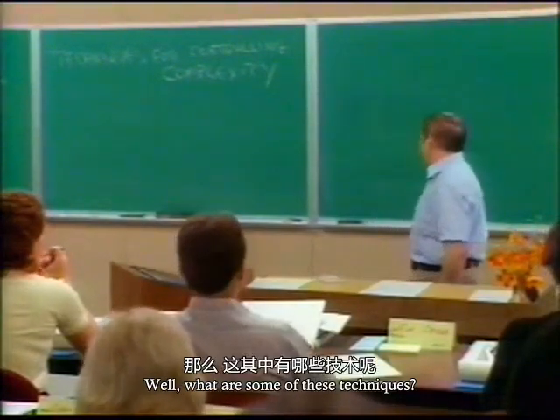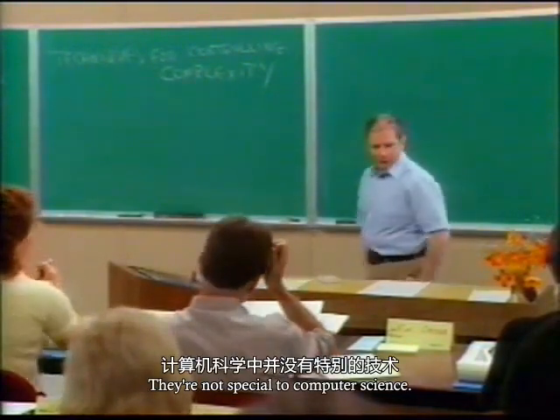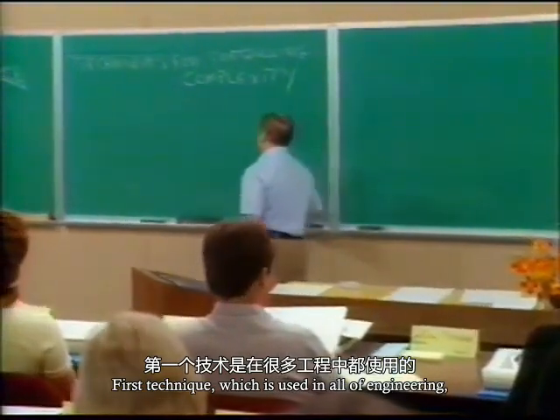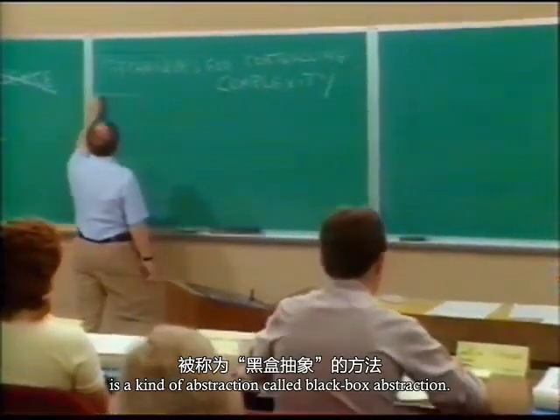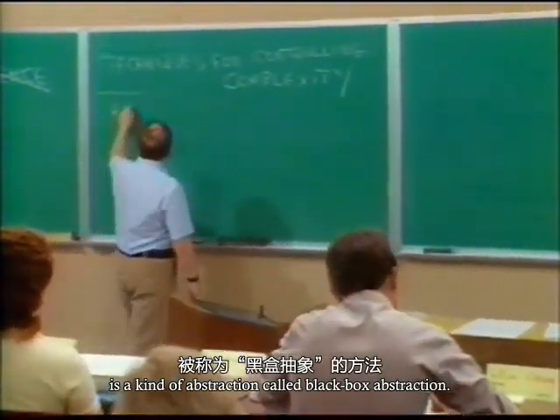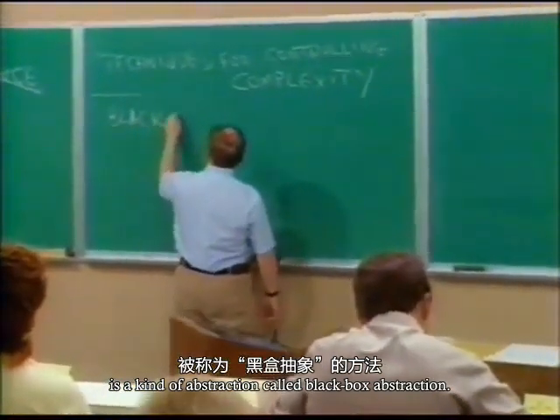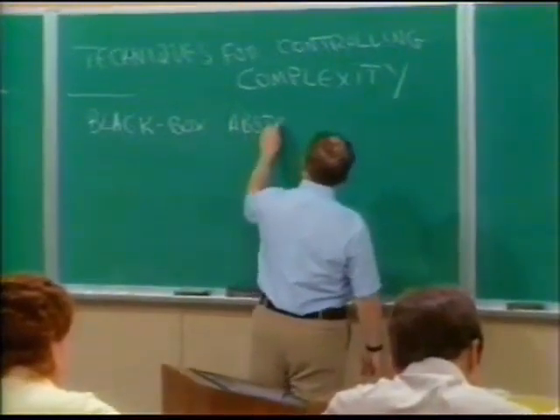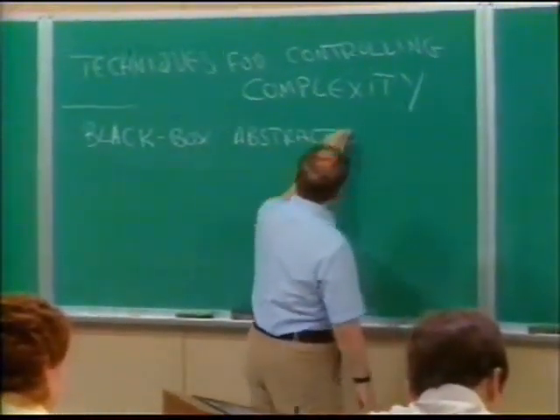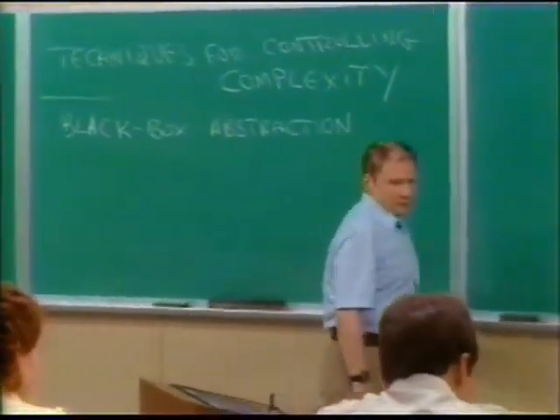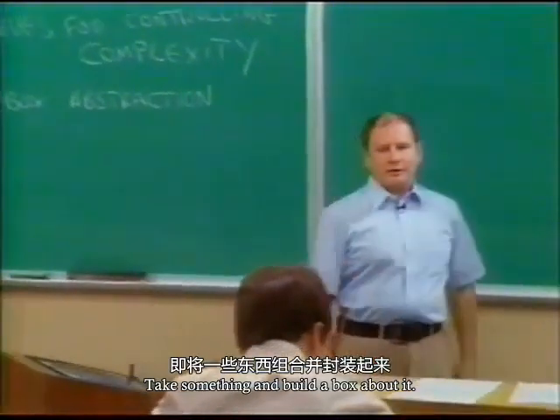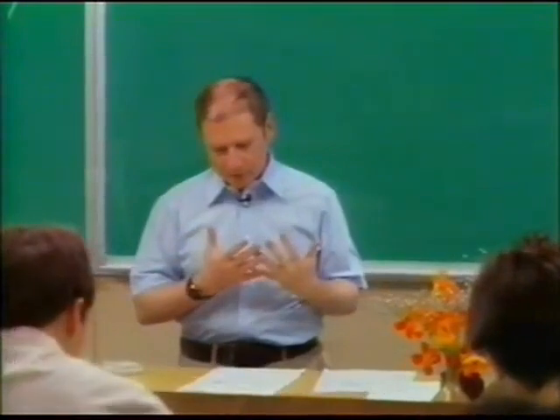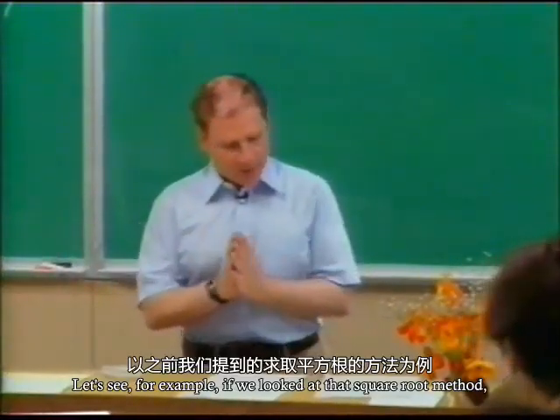Okay, well, what are some of these techniques? They're not special to computer science. The first technique, which is used in all of engineering, is a kind of abstraction called black box abstraction. Right? Take something and build a box about it.